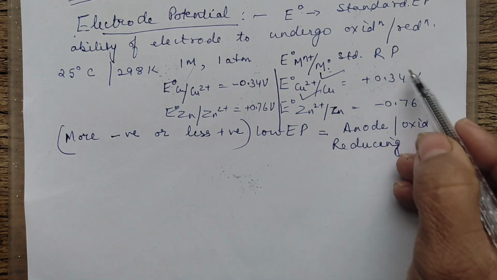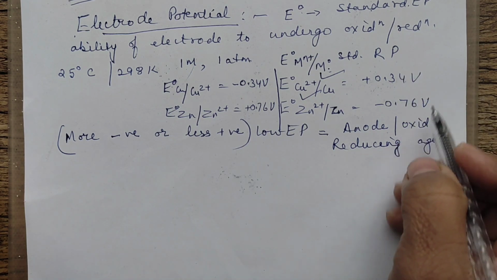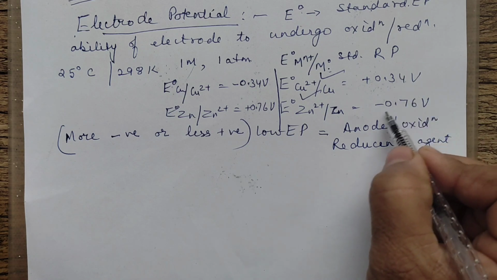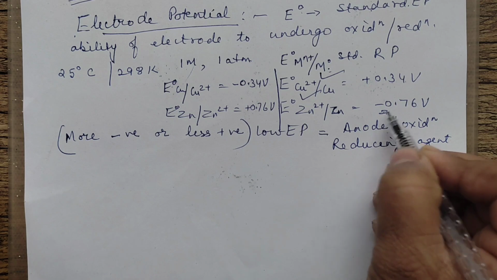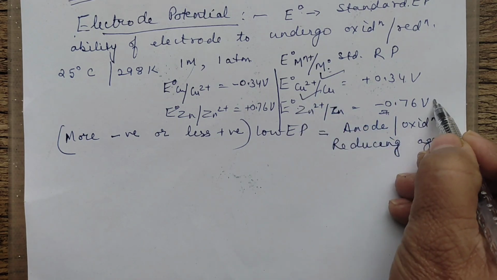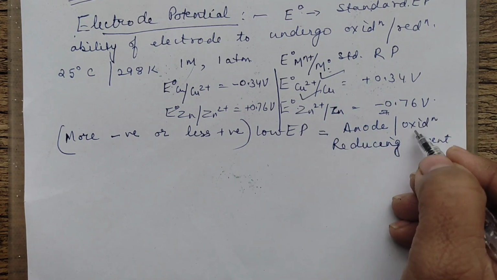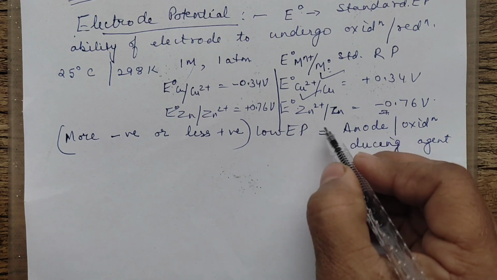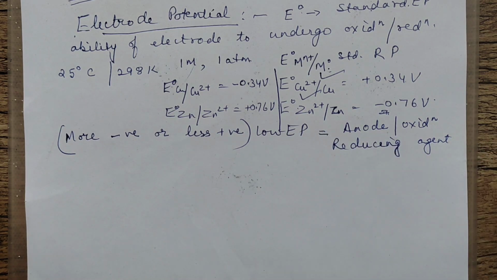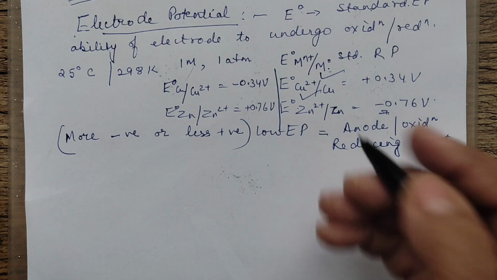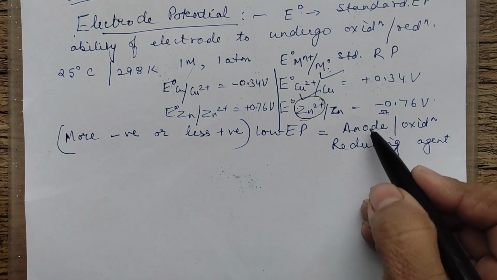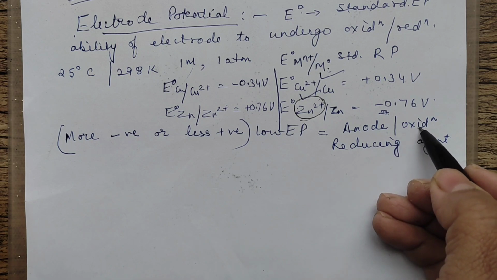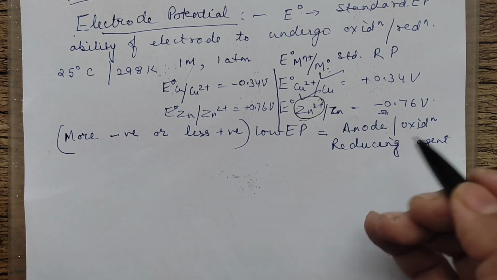More negative. Now let's compare these two values which are given over here. Out of these two, more negative is this one. The zinc is more negative. More negative means out of these two, zinc will have the tendency to undergo oxidation. It will act as anode. That means for zinc, out of Zn and Zn2+, which is more stable? Zn2+ is more stable because it has the tendency to undergo oxidation. Why? We are going to discuss all that.